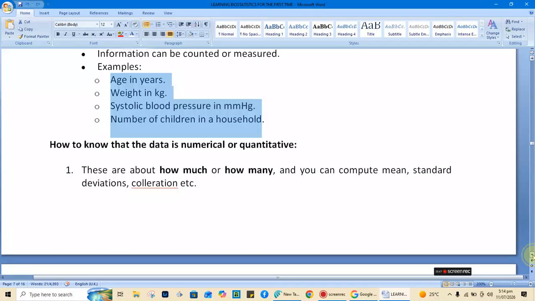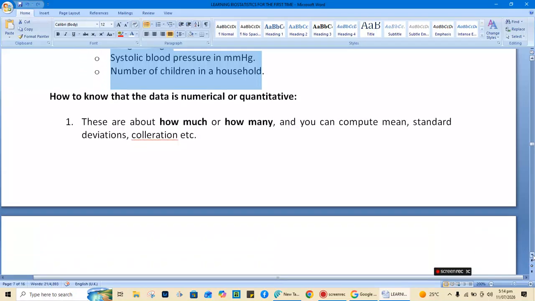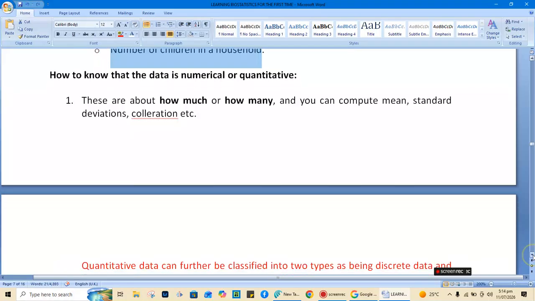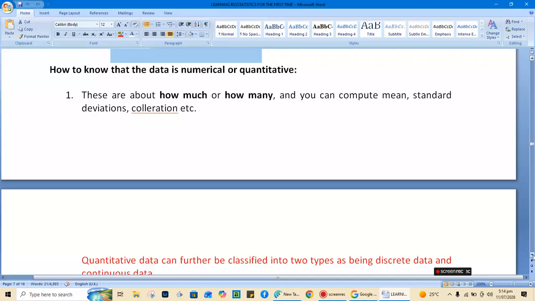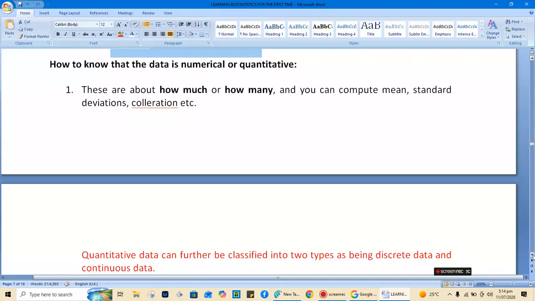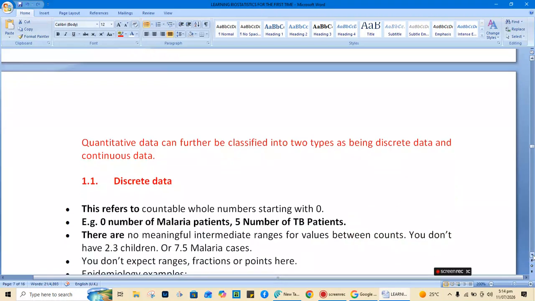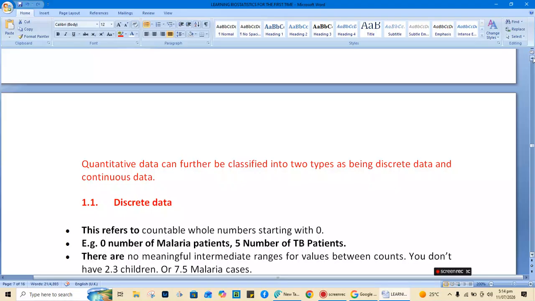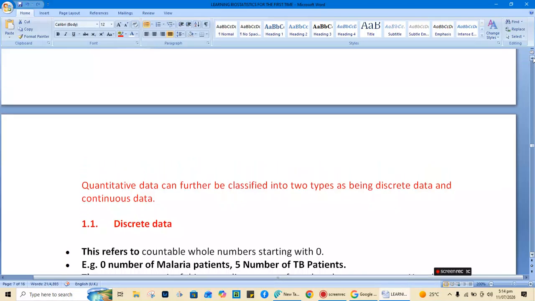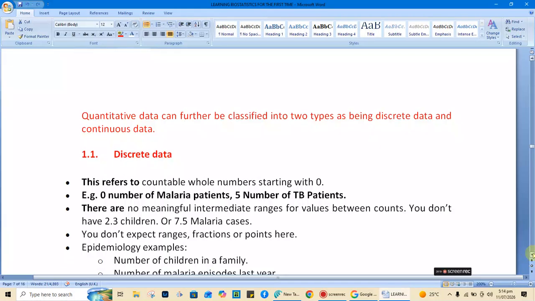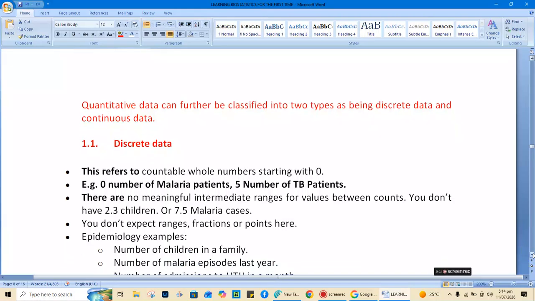So how do you know that data is numerical? I think I've talked about this. Just look at, did you use an instrument to measure that data? If yes, then it is quantitative data. In other words, you can look at how much or how many, and for this kind of data you are going to compute mean, standard deviation, variance, correlation, all of those things. You're going to compute them when you're dealing with quantitative data. Now, quantitative data is further classified into two types.